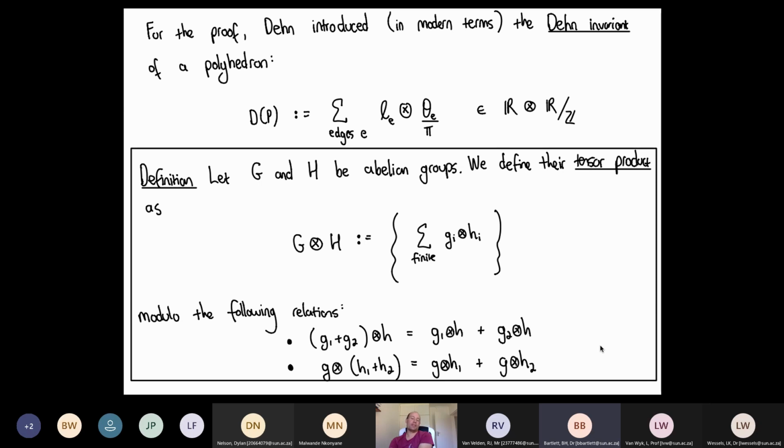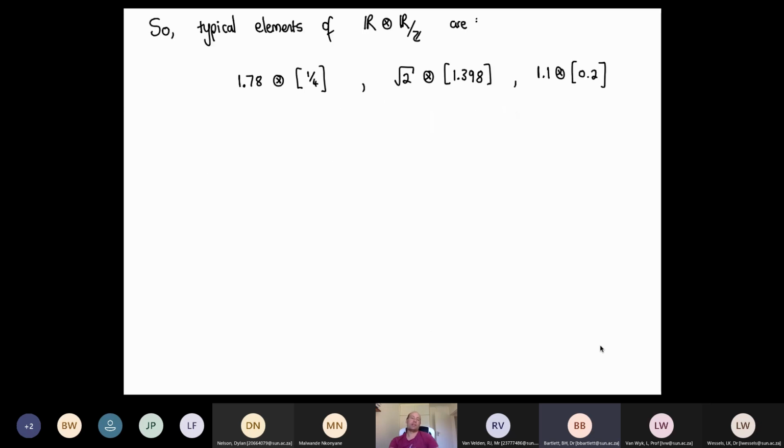Okay, that's quite an abstract definition, so let's try and make it more concrete. What is a typical element of this group R tensor R mod Z on the right-hand side, where the Dehn invariant is going to live? For example, you could have 1.78 tensor the equivalence class of a quarter. Or you could have root 2 tensor the equivalence class of 1.398. Just remember the things on the left are real numbers, and the things on the right are any real number, but then you put an equivalence class symbol around it to indicate that that real number is considered equivalent to another real number if you can get from the one to the other by adding an integer.